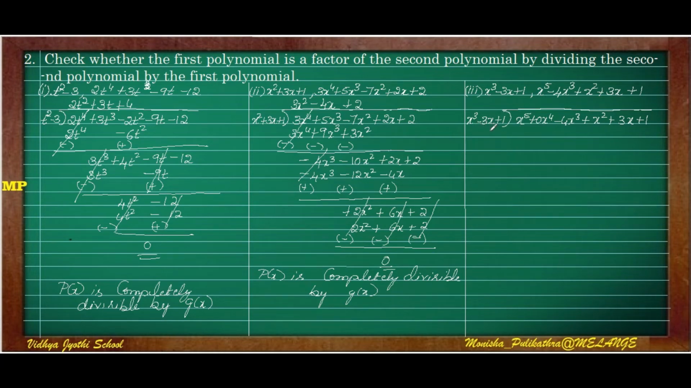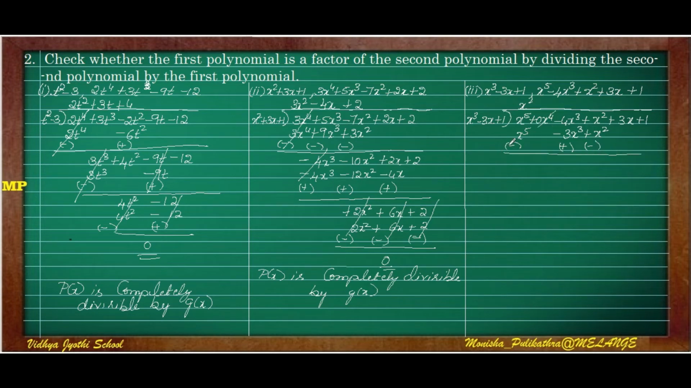So x cube minus 3x plus 1. For x cube to become x5, we have to multiply it by x square. So x cube into x square is x to the power of 5. So 3x into x square, that is 3x cube. So minus 3x cube. 1 into x square is x square. Next, change the sign.